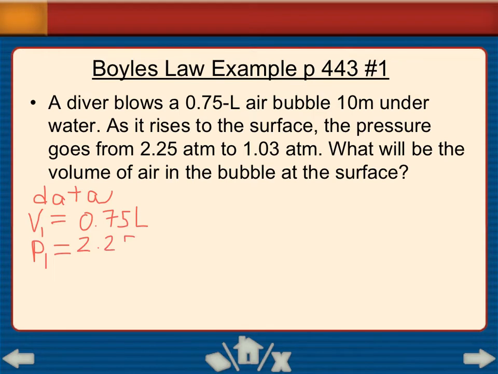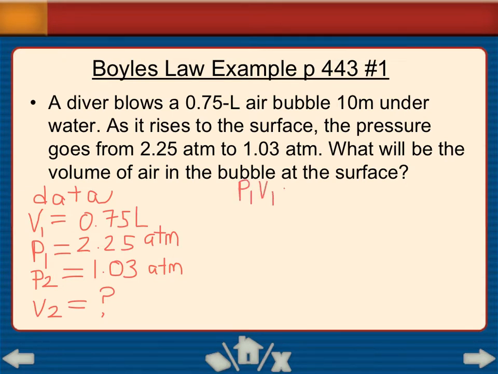First, we want to organize our data by listing it on the side, being careful that we include all significant digits and label with appropriate units. It's good to have your data organized. It will make life easier later on as you do more complex problems. We are looking, therefore, for V2, the volume of the bubble under the new conditions. First, we write out Boyle's law, P1V1 equals P2V2.